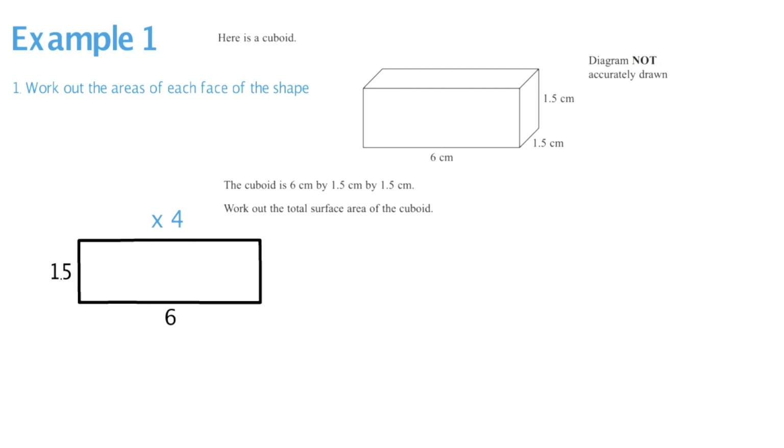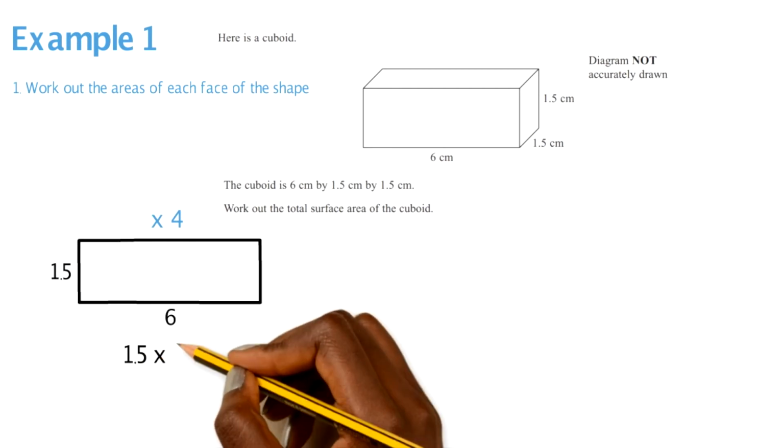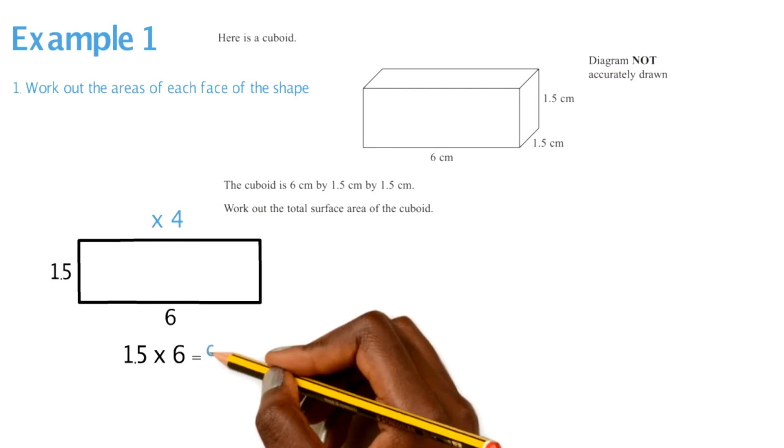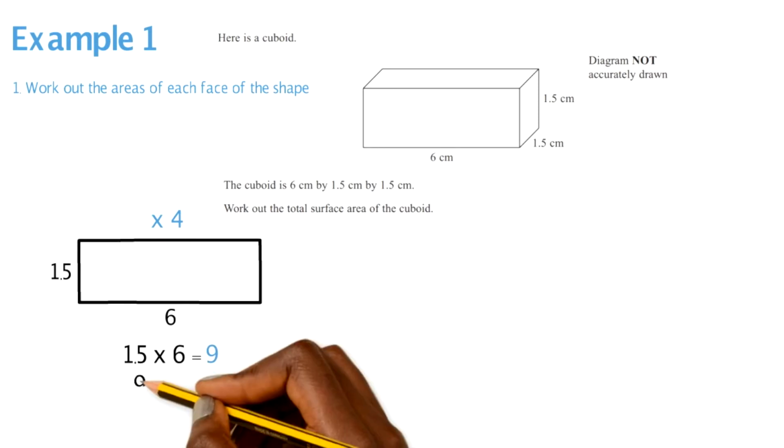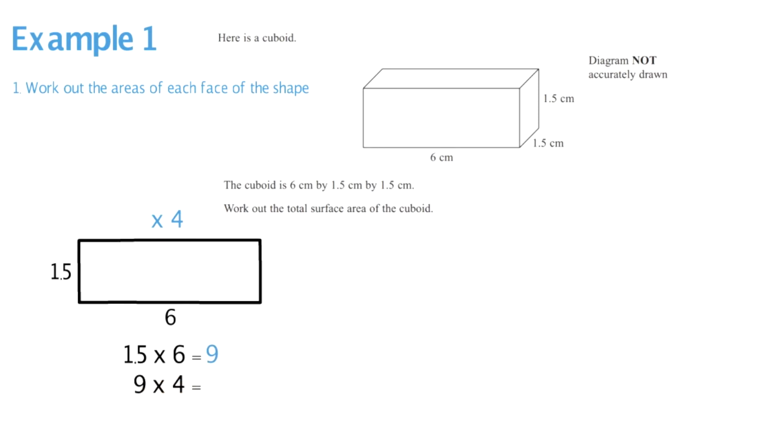So that's going to be 6 times 1.5, which would leave you with an answer of 9, and then multiply that by 4, and that should leave you with an answer of 36.